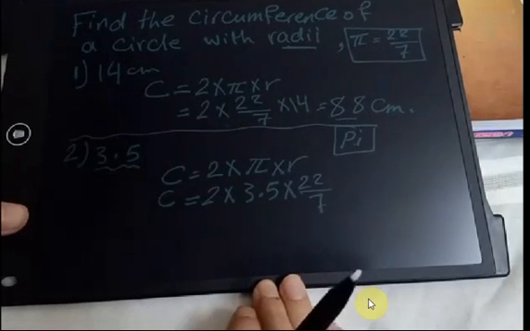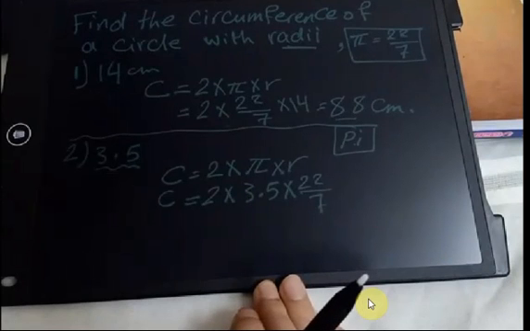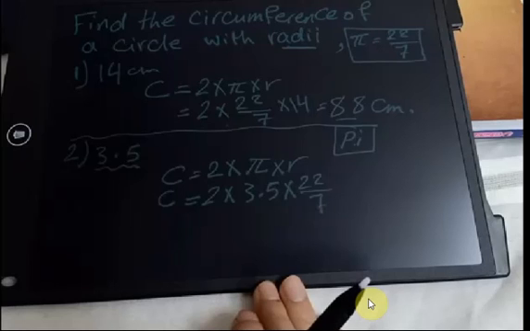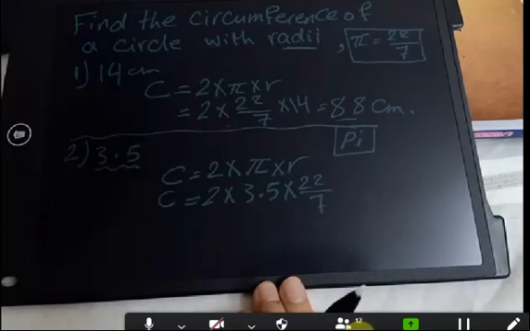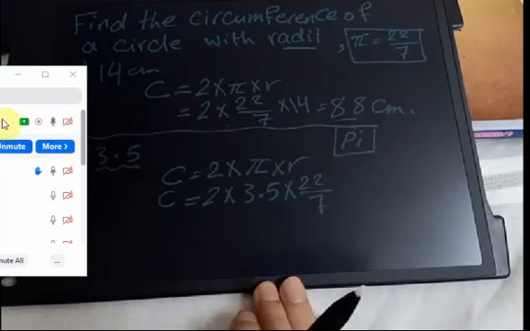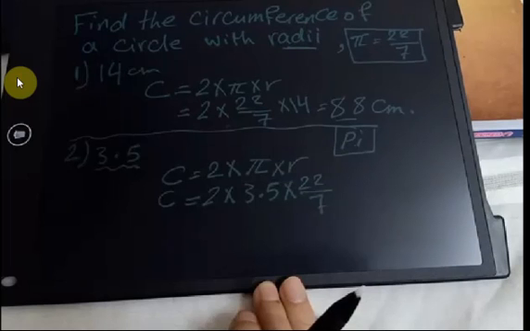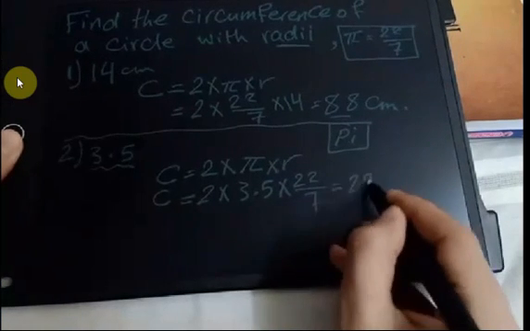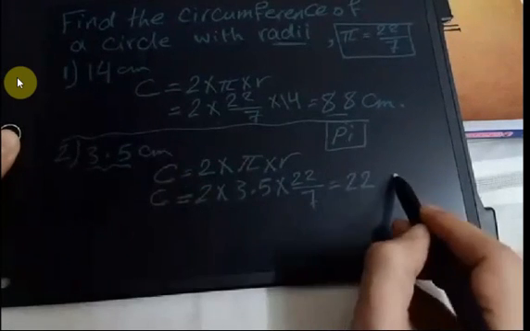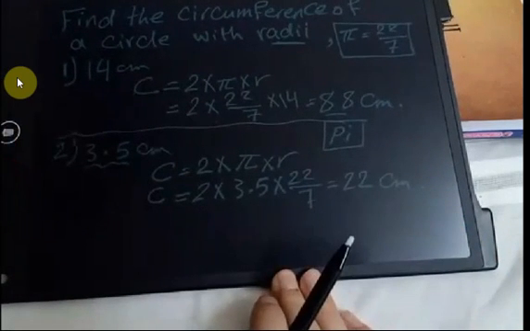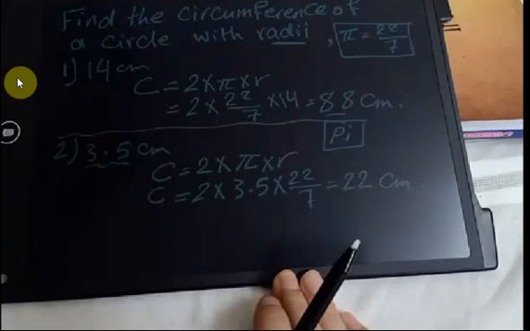Okay, Aysel. So 2 times 3.5 times 22/7. One minute. Okay, make it and say to me the answer. 22, yes. 22 what, Aysel? 22 centimeters. Yes, 22 centimeter. Guys, anyone can't understand these two questions? Okay, can I move to the next one?